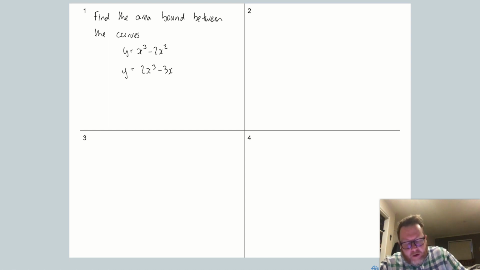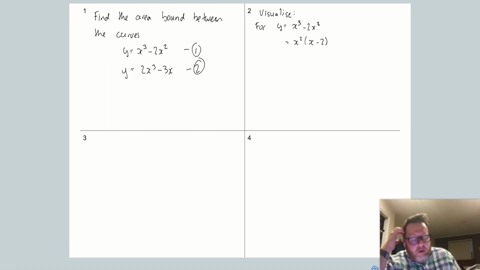So I'm going to label my functions here, 1 and 2. So the visualize step, we're going to have to work out some critical points. Whoops, could be helpful if I could spell, couldn't it? So what have we got? For y equals x cubed minus 2x squared, I can see there's a common factor there, so I'm going to just factorize it. We have that equals x squared outside of x minus 2. Okay, so that gives me my zeros pretty easily, and it also gives me my y-intercept.